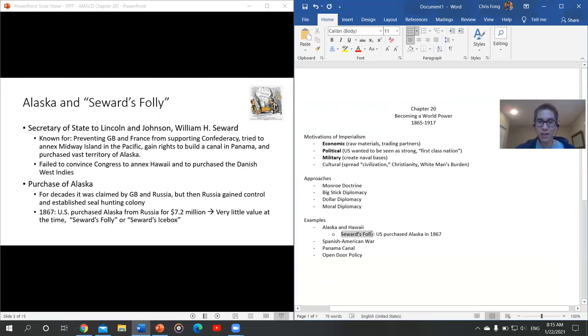Quite a bargain. Although at the time, everybody thought that it was this huge mistake. They called it Seward's Folly. Folly means mistake or foolish or something. They also nicknamed it Seward's Icebox because they thought Alaska was just worthless frozen tundra. It wasn't like the Louisiana Purchase, $15 million for some of the best agricultural real estate in the world. They thought it was just a frozen tundra. Eventually, they'll discover the natural beauty, but also the oil in Alaska. But at the time, it was considered a mistake for the U.S. to purchase.